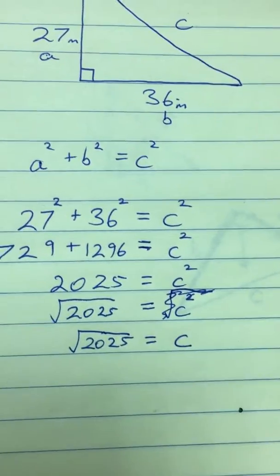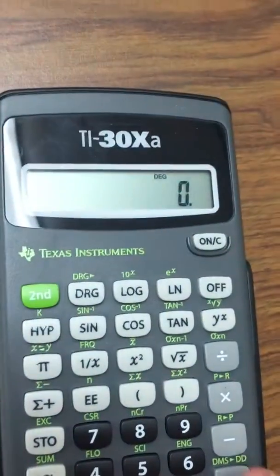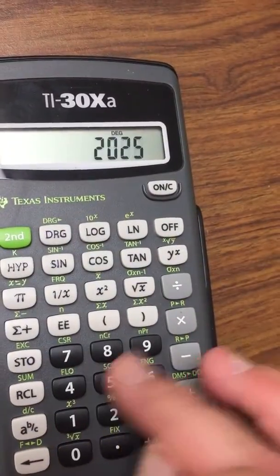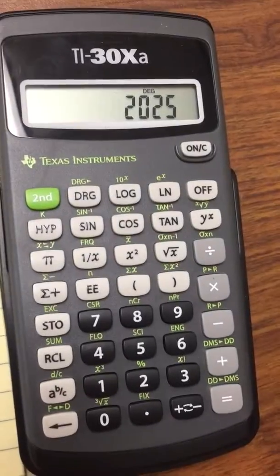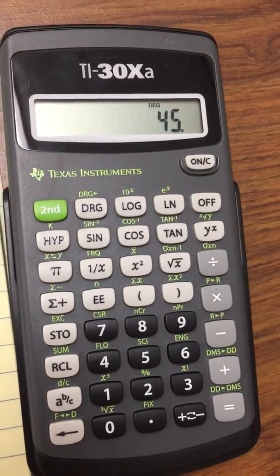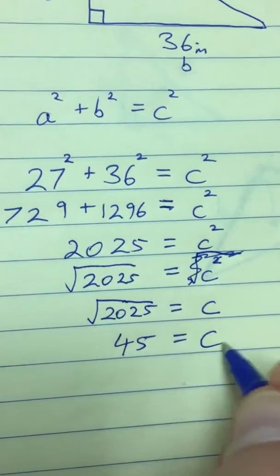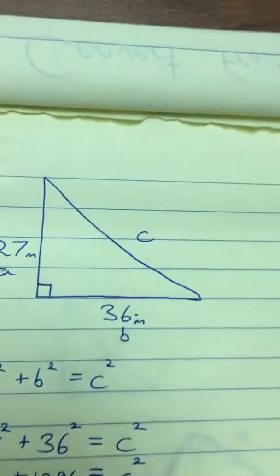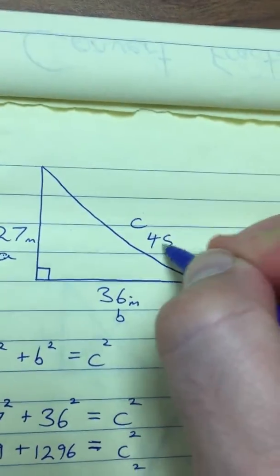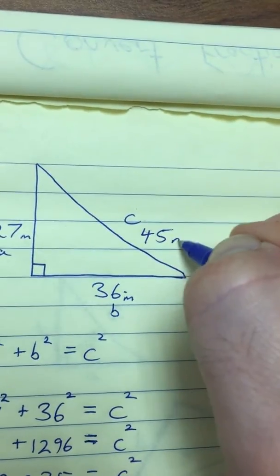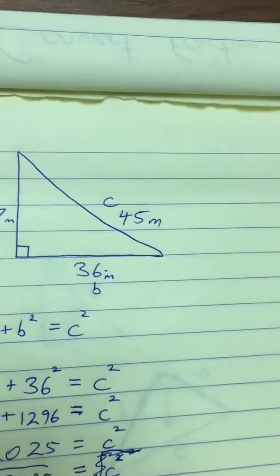So then I go onto my calculator and I do 2025, and each calculator is different on how you square root something, but I just push a button and it's 45. So 45 equals c. So up here I would write 45, and we're working in meters. Always remember to put your units down.